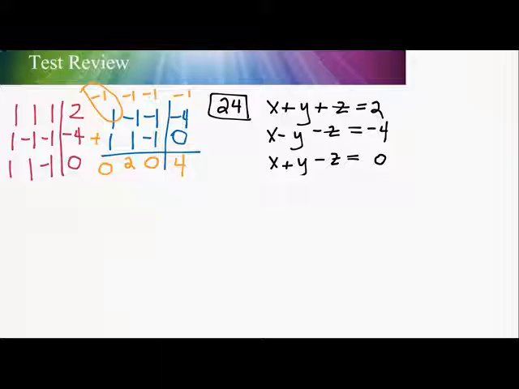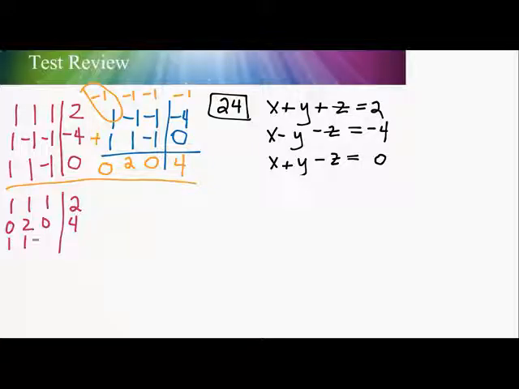So now I have to make my new matrix. I'm going to leave the first row as is. So let's do 1, 1, 1, 2. And then we're going to put our new row in, 0, 2, 0, 4. And then our last row is 1, 1, negative 1, 0.